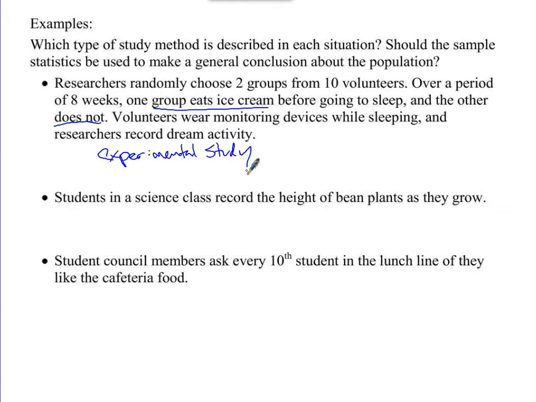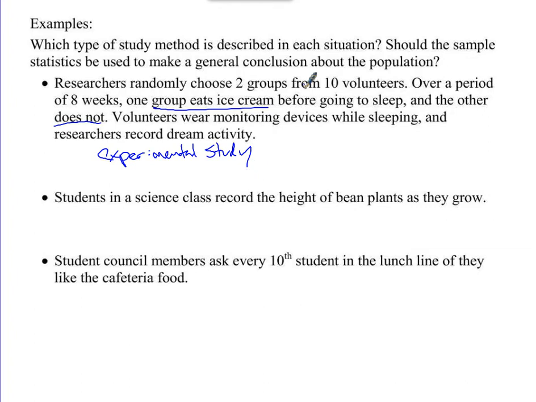Okay, what type of study method? Experimental study. Should the sample statistics be used to make a general conclusion about the population? What would the population here be? The 10 volunteers are the sample. That's the sample. What's the population? 20 people. There's only 10 people. And that's the sample. So what's the population? Any living human being that has a dream. Everybody who sleeps, which is everybody. That's right. So the population is everybody.